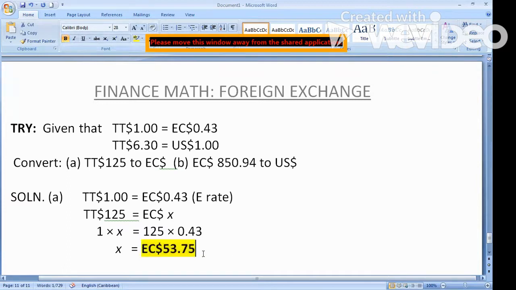And notice that my answer is always in the currency. Notice that. So make sure that whatever currency they ask you to put it in, your answer is supposed to have it there. All right?